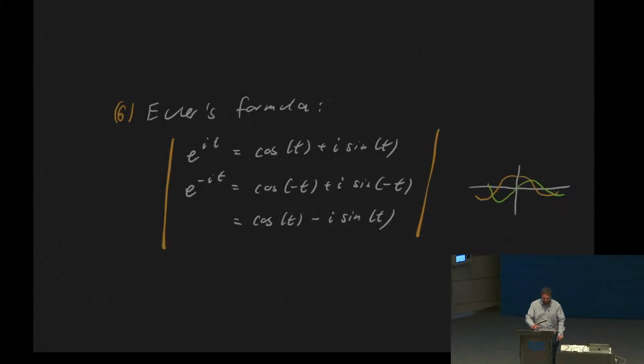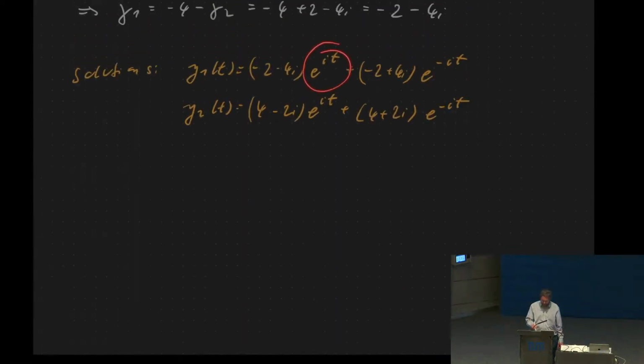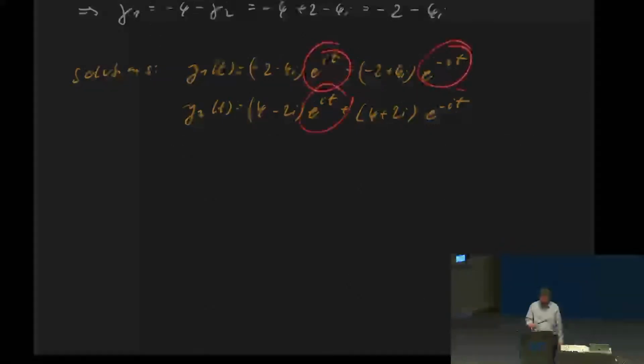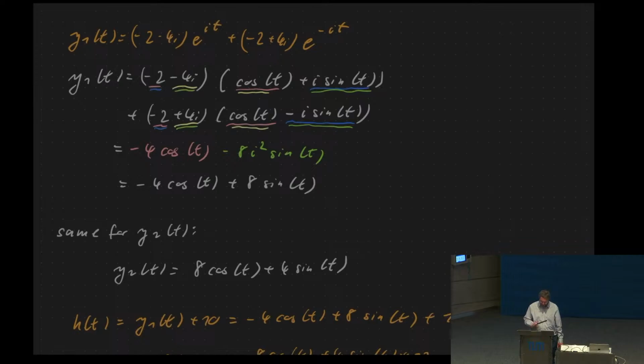And now let's take these two formulas here, and substitute them in place of these e's here and here. Now what we get is a pretty long result. So this is our y1. Let's substitute this cosine of t plus i sine of t here, and cosine of t minus i sine of t here. We get this, and then we just try to simplify that a little.